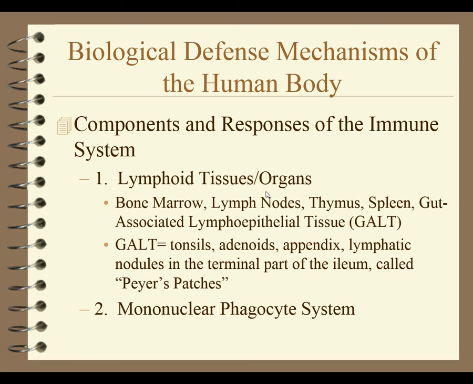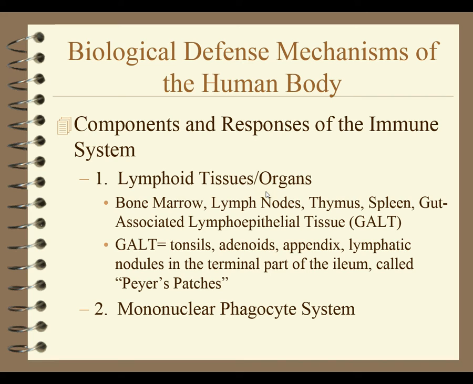Biological defense mechanisms of the human body. When we look at the components and responses of the immune system, the first thing that we look at is the lymphoid tissues or organs. The first thing is the bone marrow. Well, what do we know about the bone marrow? If you remember, it is the source of all of our blood cells and our platelets. And what it produces is immature, undifferentiated cells called stem cells. In other words, they're not committed to become a specific type of cell yet.